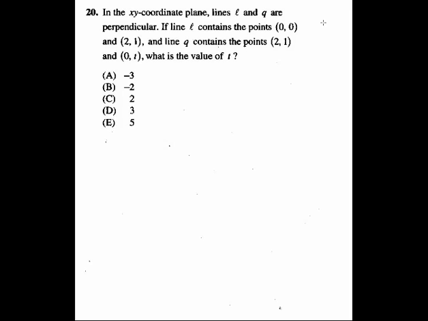When you're looking at the answers, could it be starting with C? Let's take a look. First phrase, in the xy coordinate plane. Okay, so right away I'm going to draw the xy coordinate plane.